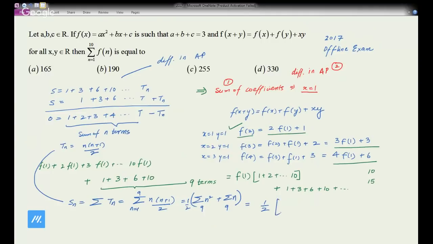So this becomes 1 by 2. Here is what you will do. Summation n square is n into n plus 1 into 2n plus 1 by 6, plus this will be n into n plus 1 by 2. And what you will do, you will substitute n is equal to 9 here. Why? Because there are how many terms? 9 terms. Okay, so put 9 and add it up. Got it?